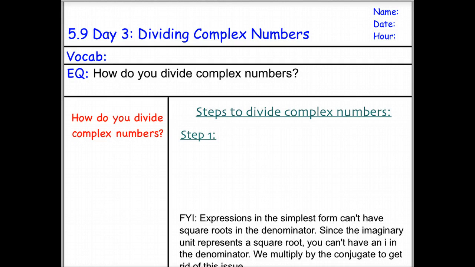Alright gang, we made it. We're at 5.9 day 3, dividing complex numbers. So the last lesson we looked at adding and subtracting and multiplying. So what we have left is dividing.